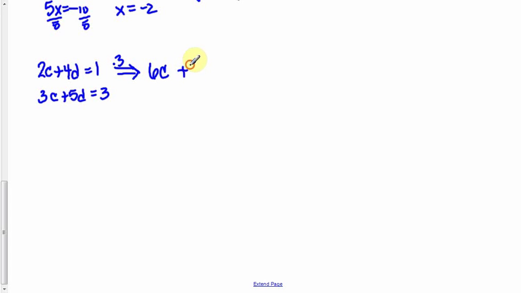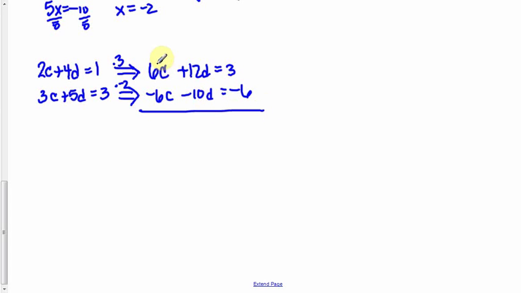6c plus 12d equals 3. I'm going to multiply the bottom equation by 2, but not just 2. I'm going to multiply it by negative 2. So it'll be negative 6c minus 10d equals negative 6. It's going to leave you with 2d equals negative 3, divided by 2, so d is negative 3/2.